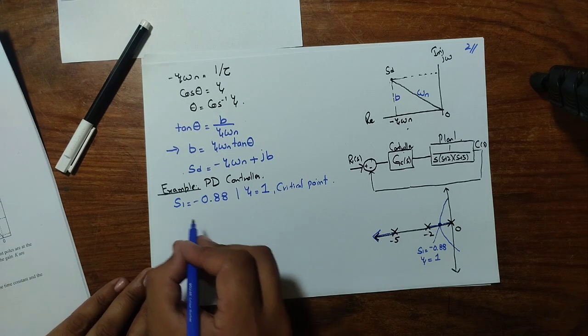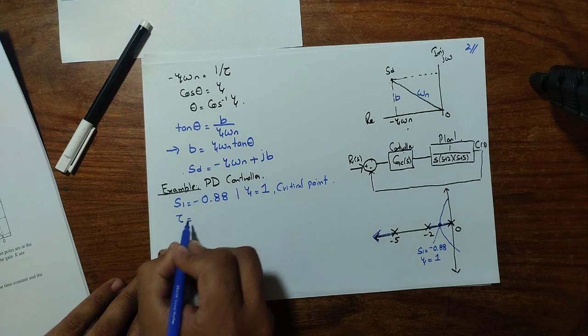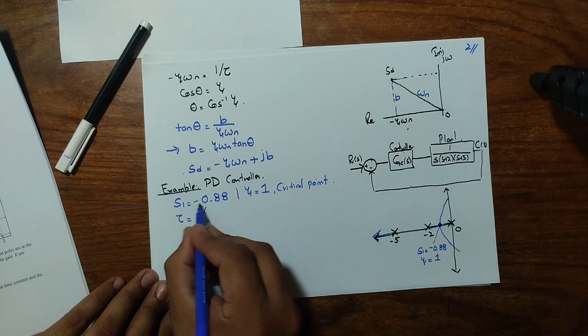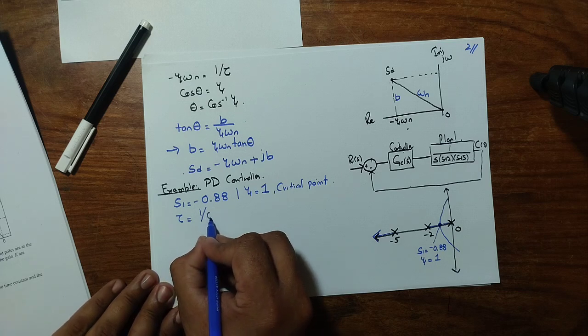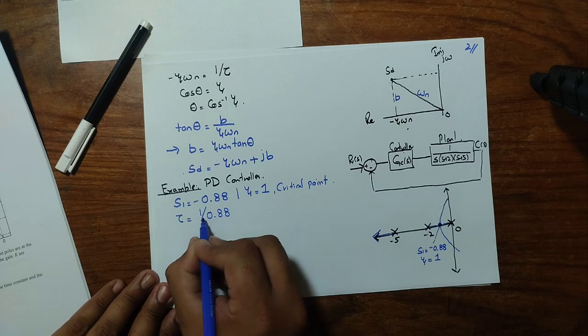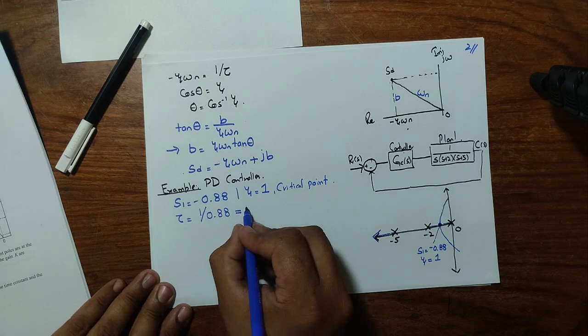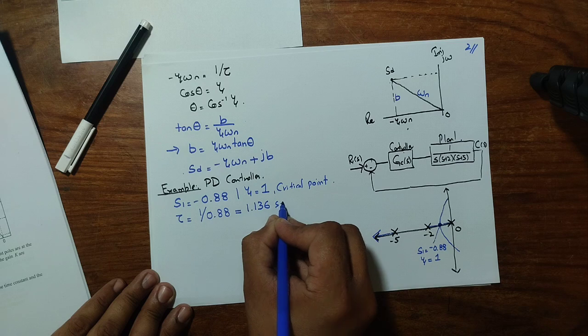The next thing asked in this question is to find the time constant, and we already know that the time constant has an inverse relation with the real part of the complex pole. In this example, we have S1, which has only a real contribution. So here we will write 0.88. We are going to take only absolute values because it is a function of time. We are calculating time for this, and it comes out to be 1.136 seconds.